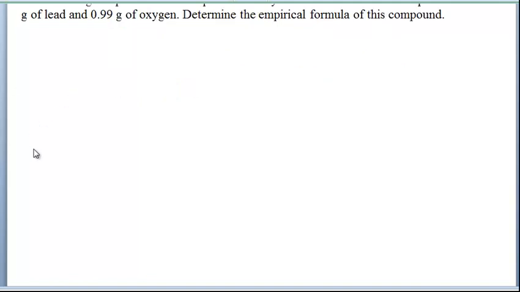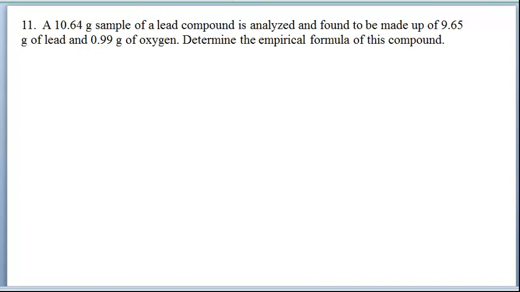All right, next one, number 11. Okay, now let's see here. You've got a sample with a total mass of 10.64 grams. It's a lead compound, so we know it has lead, and it's analyzed and it's found to be made up of 9.65 grams of lead, 0.99 grams of oxygen. Determine the empirical formula. Okay, so for this, let's think for a second. We can simply take the number of grams of lead and go right to moles.